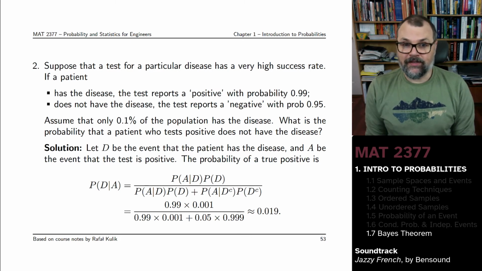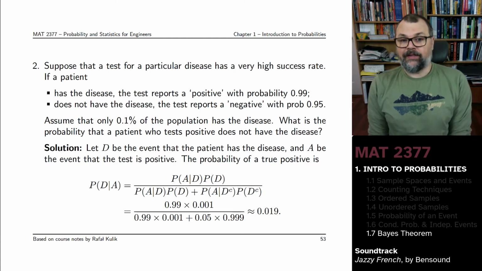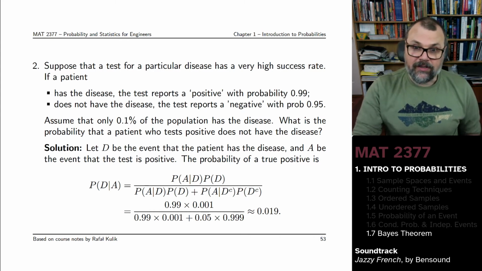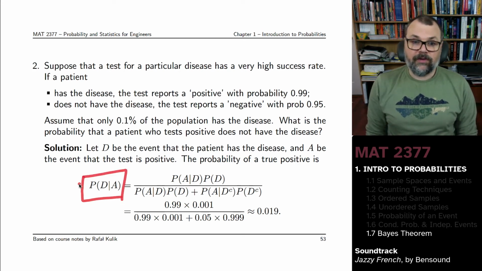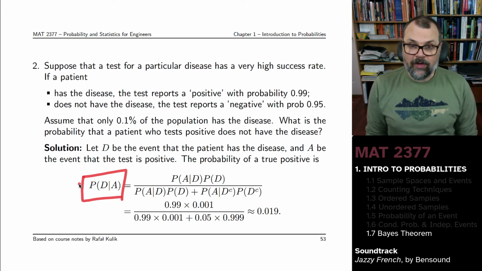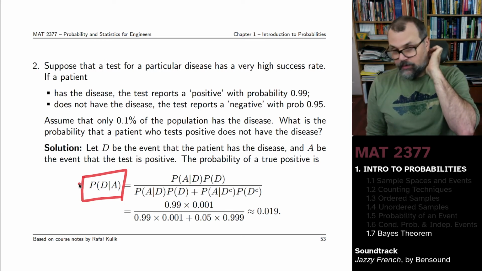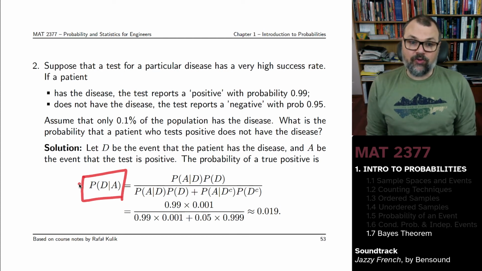So we'll say that the event that the patient has a disease is D, and A will be the event that the test is positive. So you're interested in computing the probability of having the disease if the test is positive. Well, that's not the one we want right away, but eventually we'll use that number to compute the answer to the question that we have in mind. So that's the probability of a true positive, in a sense.